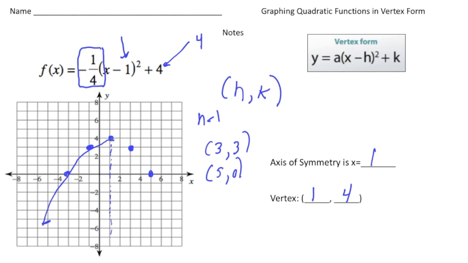If you want, you can do maybe one more point to make it even more accurate, but really there it is. So again, to summarize, if you have a function in vertex form, if you know the h and k values, that's the coordinate of the vertex, and then once you know that, you also know the axis of symmetry. Alright, so now that you understand this, why don't you pause the video and try the your turn problem now, and when you're done, hit play. You can see how you did. Alright, good luck.